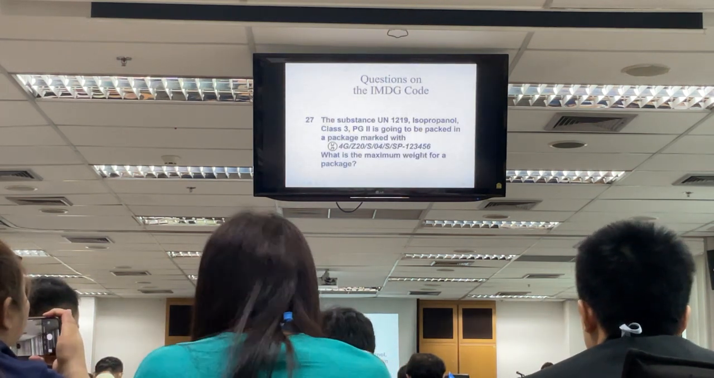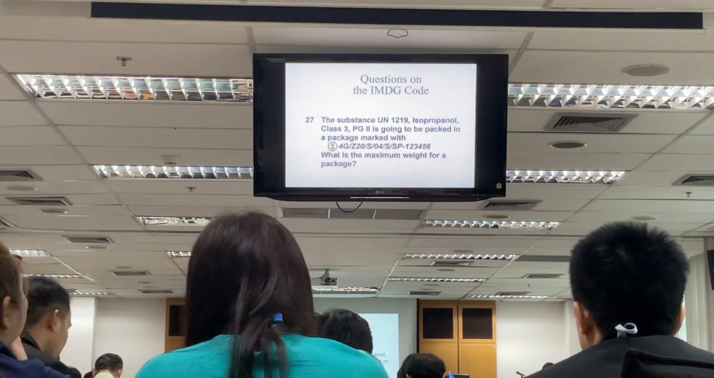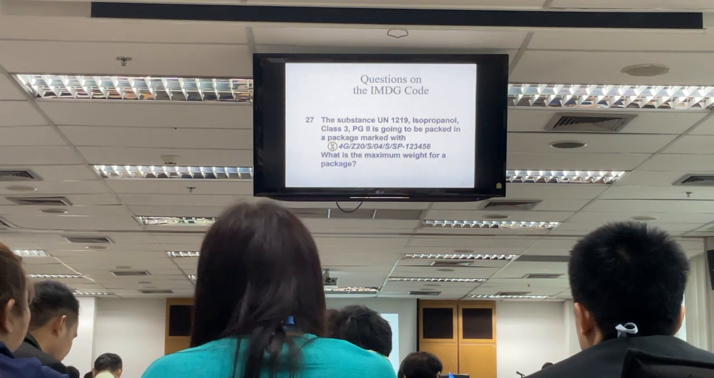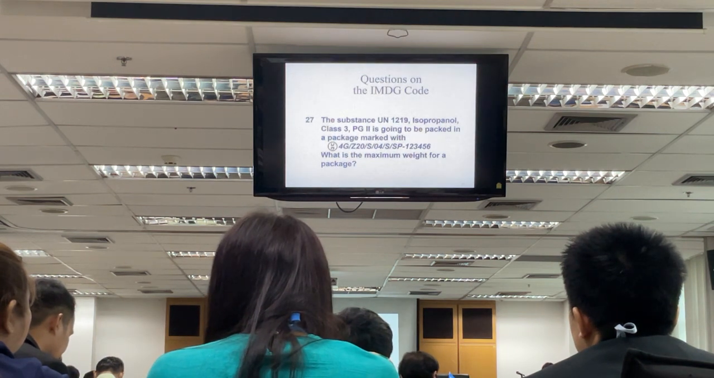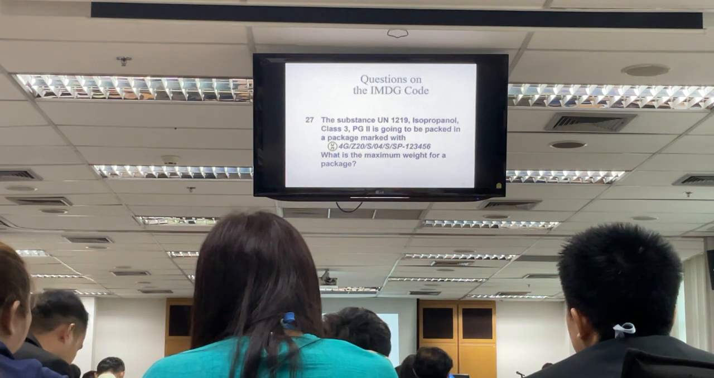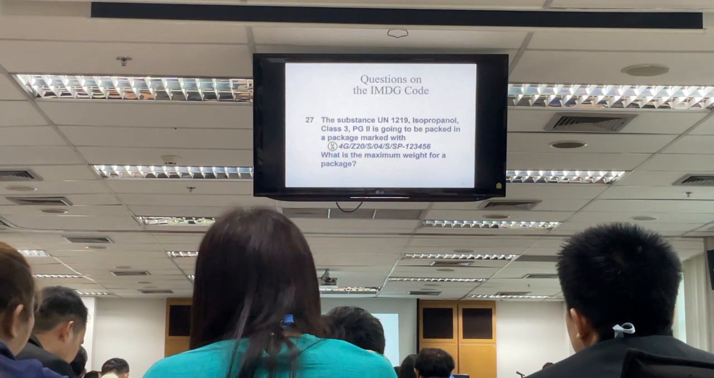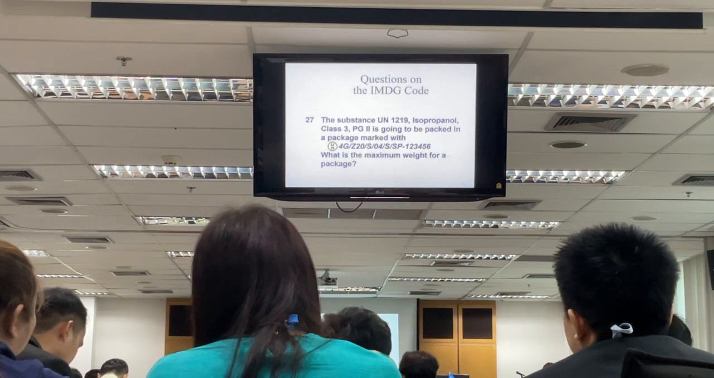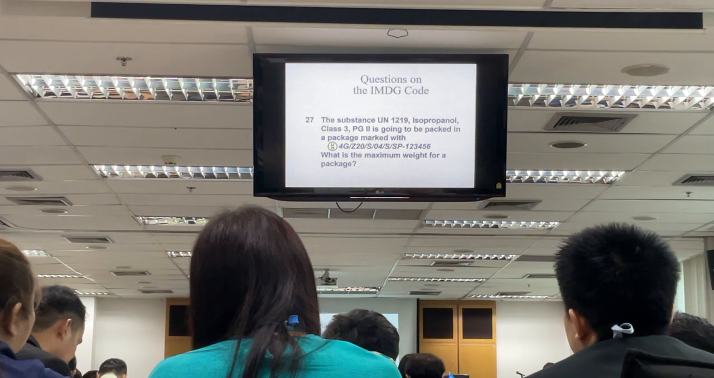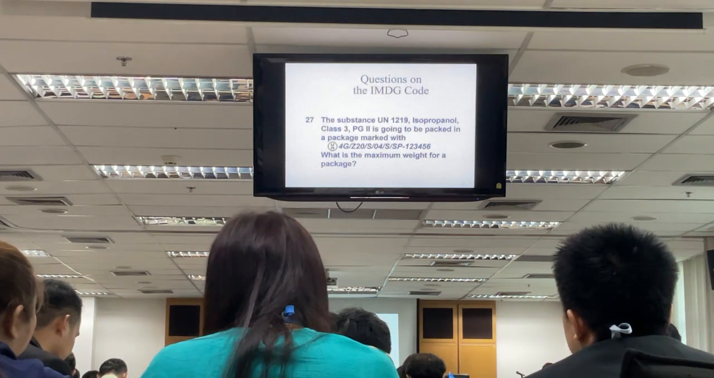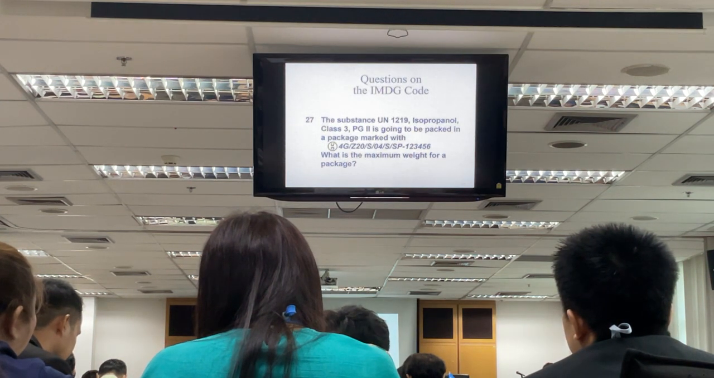27. The substance UN 1219, isopropanol, class 3, PG2, packing group 2, is going to be packed in a package marked with UN logo 4G Z20S04S SP and the code of the producer. What is the maximum weight for a package?